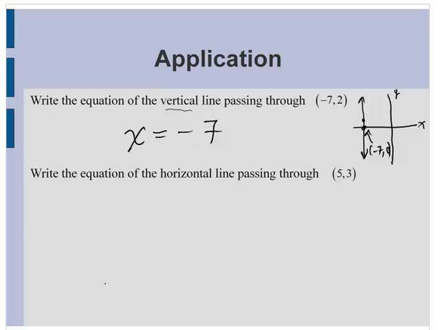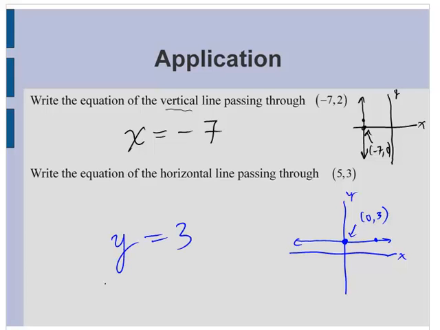Alright, why don't you try the last one on your own? Write the equation of the horizontal line passing through 5, 3. Alright, again, just getting a rough sketch here. 5, 3 is roughly there, and we want the horizontal line passing through that. So there's the horizontal line passing through 5, 3. Notice it also passes through the point 0, 3. So the y value must be 3. Y equals 3.